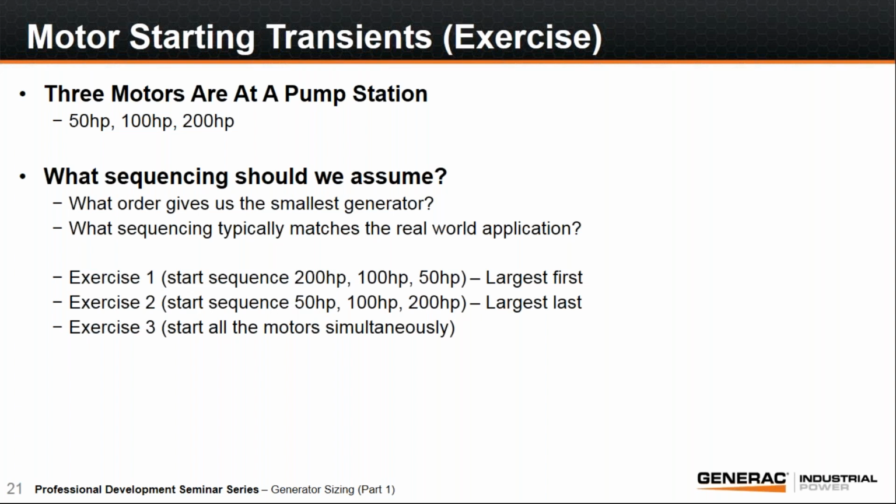That's true if you're trying to produce the smallest genset. If you start the biggest motor first, that means you have no load on the generator when you're starting the biggest load, so you have the most available capacity. So you will get the smallest generator. What they're not telling you is that doesn't really work for most real-world situations. In most real-world situations, motors cycle. That means they start and they stop all the time.